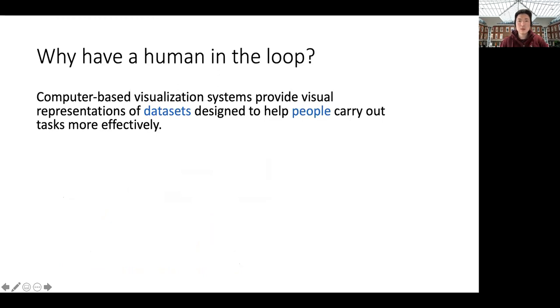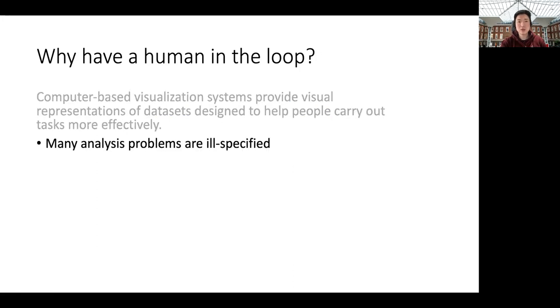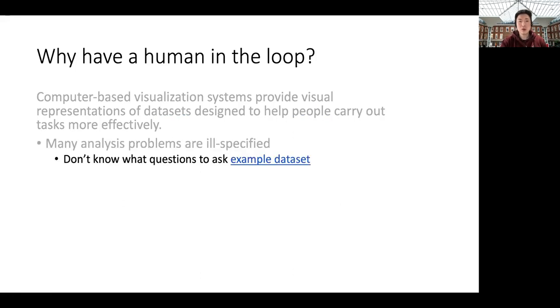Okay, one of the important things in data visualization is having a human in the loop. This is not some data analysis done completely automatically. The reason is, first, some analysis problems are ill specified. For example, you don't know what questions to ask. Even in the lab last week, when we first looked at the car data set, which is a relatively simple one, we as humans had to find out the questions first.